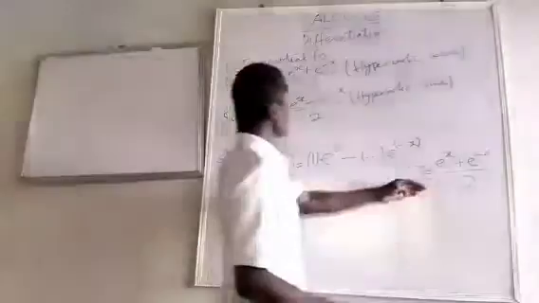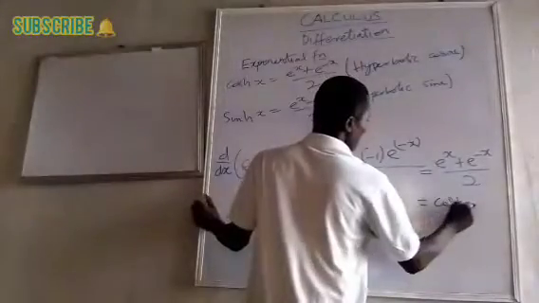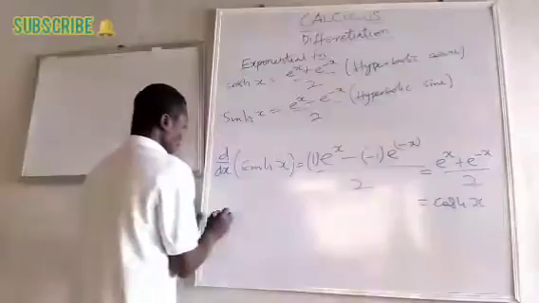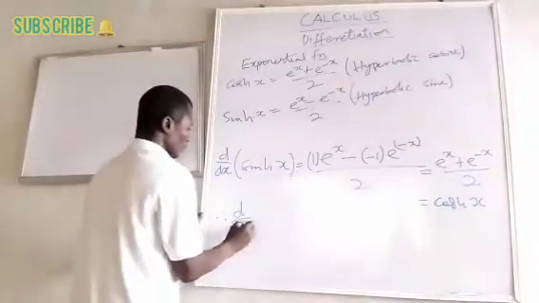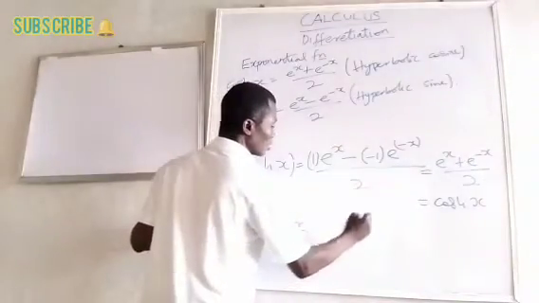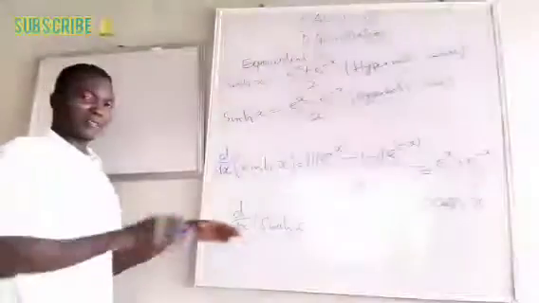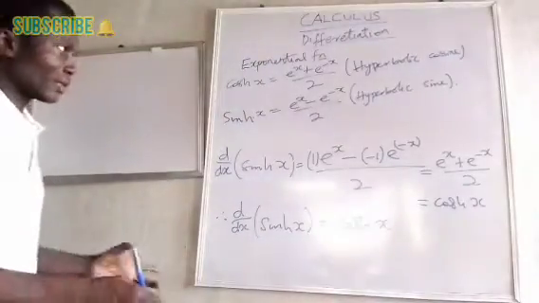So you can see that this thing is the same thing as cosh. Therefore, differentiation of sinh x produces cosh x. So I hope you are following. It's very, very easy. Just follow, and then take notes when you think you should.